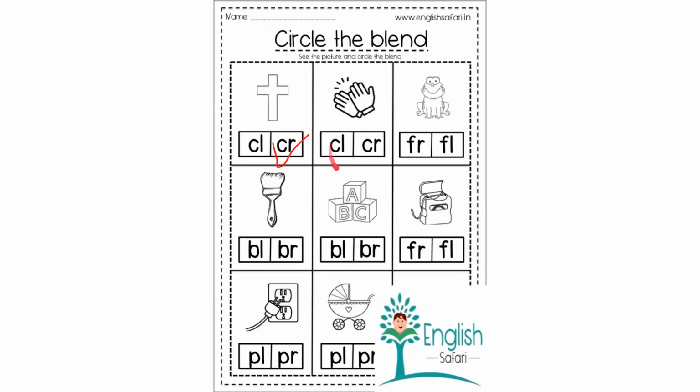And in this, what is this? They are clapping. So clap, clap. What is the sound you hear? Do you hear kl or do you hear kr? I hear kl, kl, kl, cl, app, clap. So what will I tick mark? CL or CR? CL. And like this, you will do this worksheet.